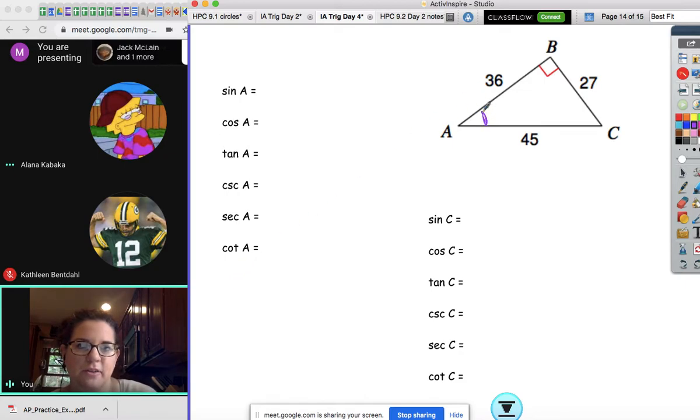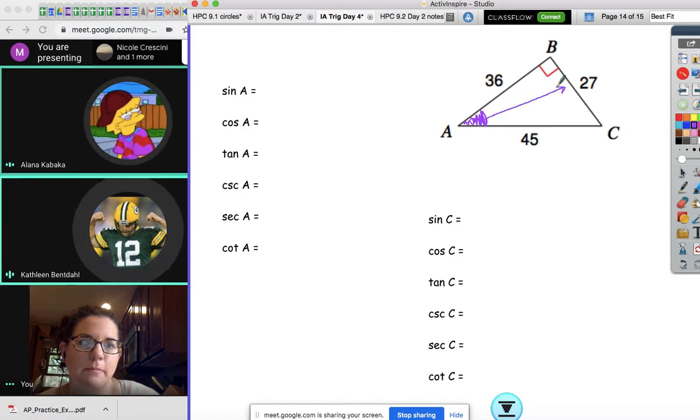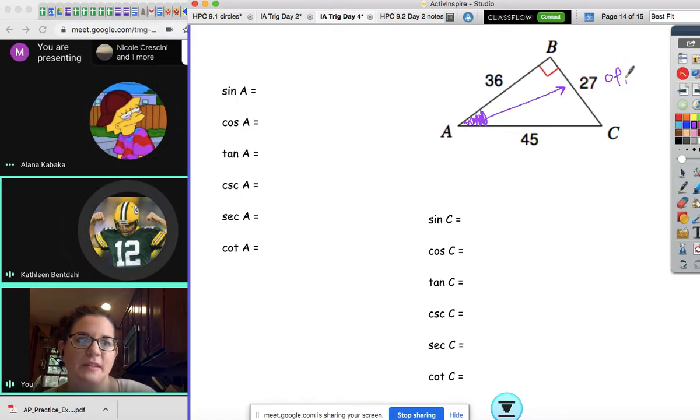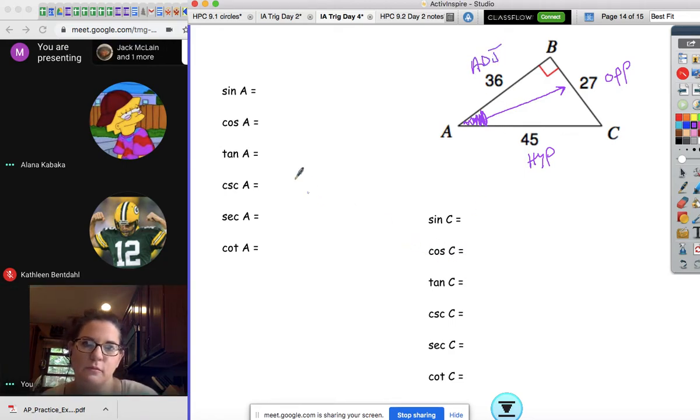So we're going to look from the perspective of angle A. So then what side is going to be the opposite side? Yep, straight across from the angle, that's the opposite side. The hypotenuse is always across from the right angle. So B is the right angle, go across from that. 45, that's your hypotenuse. So then 36 is your adjacent side. And then go from there.